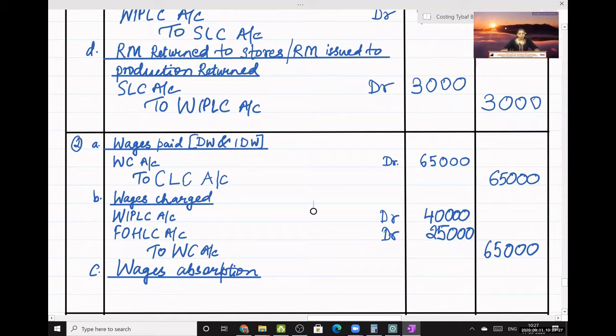So दो line छोड़ दो. Wages paid, wages charged, and wages absorption. Okay. Absorption entry we always get from ledger. Yeah. Next.